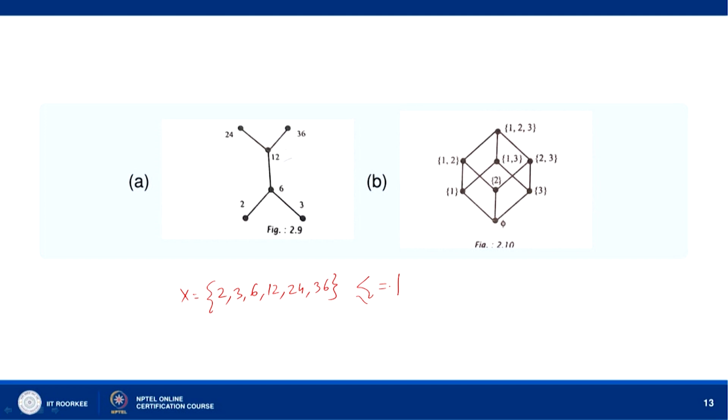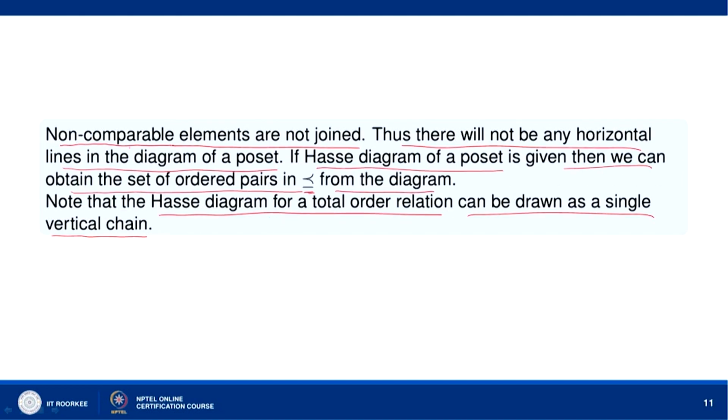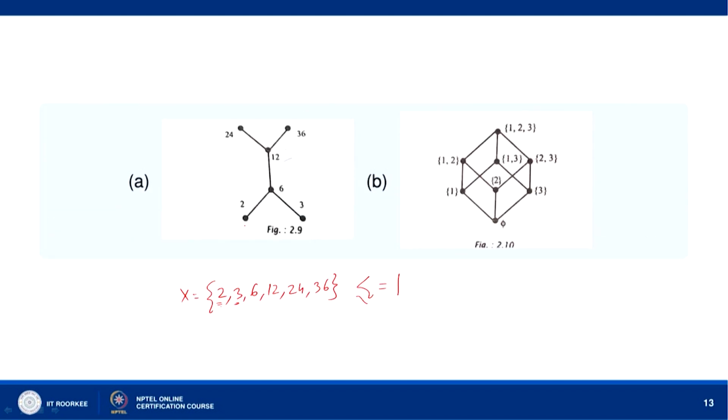Now, let us say take 2. 2 does not divide 3 and 3 does not divide 2. So, between 2 and 3, as we have seen earlier, non-comparable elements are not joined. So, the elements 2 and 3 are not joined. Now, 2 divides 6. So, we join 2 to 6 by this line. Then 3 divides 6, so we join 3 to 6, and then 6 divides 12. So, we draw this line.